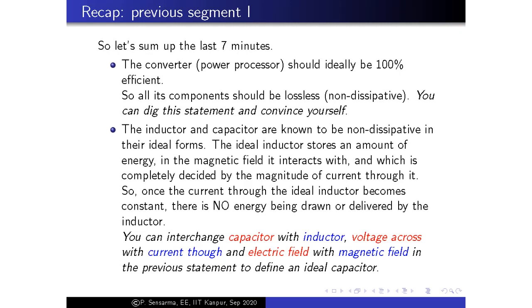Let's do a short recap of what we just covered in the last 7 minutes. So, the converter is required to be perfectly efficient. Therefore, all the elements that go inside the converter must also be perfectly efficient, which means that all of these should have 100% efficiency.